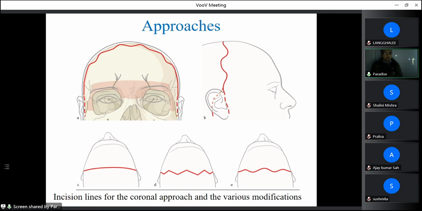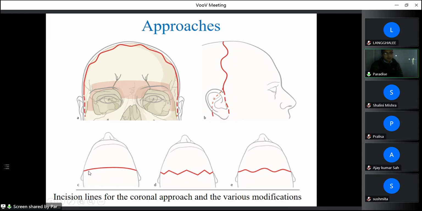In case of bicoronal approach, we have to start the incision from the preauricular area. We have to extend the preauricular incision just above the frontal bone. We have to give the incision all over the head and we have to extend it to the contralateral side of preauricular incision. Or you can extend the incision posteriorly in the postauricular area. Okay.